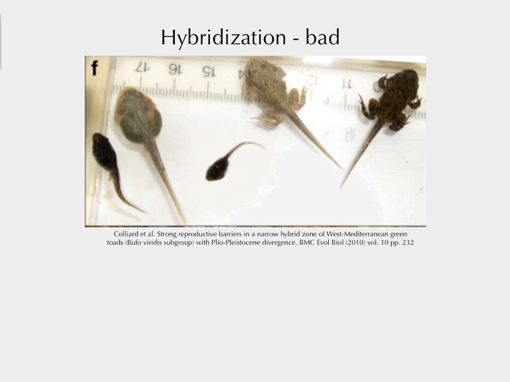species, right? So here are all these messed up frogs, right? They come from a hybridization event between two very closely related species, right? Some of the tadpoles are really misshapen, some of the tadpoles never turn into adults. Okay, so often it's very bad if you make something from different species. In that case, you've selected against it.